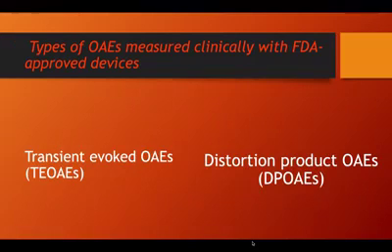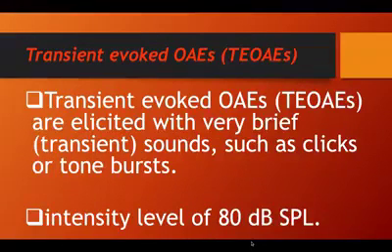So, what are the types of otoacoustic emissions measured clinically with FDA-approved devices? We have two types: transient evoked otoacoustic emission and distortion product otoacoustic emission. What about the transient evoked otoacoustic emission? Transient evoked otoacoustic emissions are elicited with very brief transient sounds, such as clicks or tone bursts, at a level of about 80 decibel SPL.